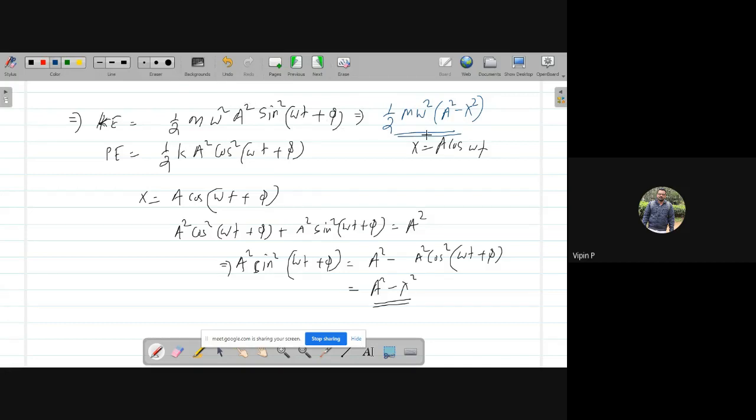Now let's see if this is correct. Since m omega square is k, I get half k into a square minus x square. Let's add it with the potential energy, which is half kx square. So basically you see that minus half kx square goes off and you are left with half k a square, which means that the equation is fine. So this is another equation for the kinetic energy, which will become useful when we solve problems.